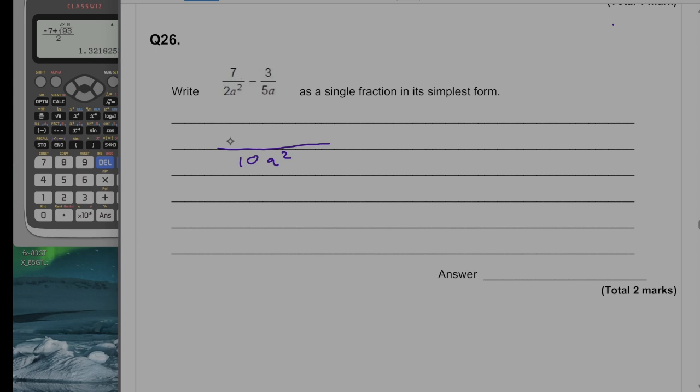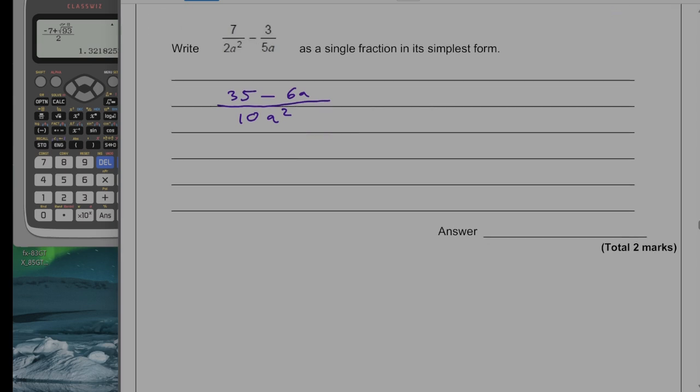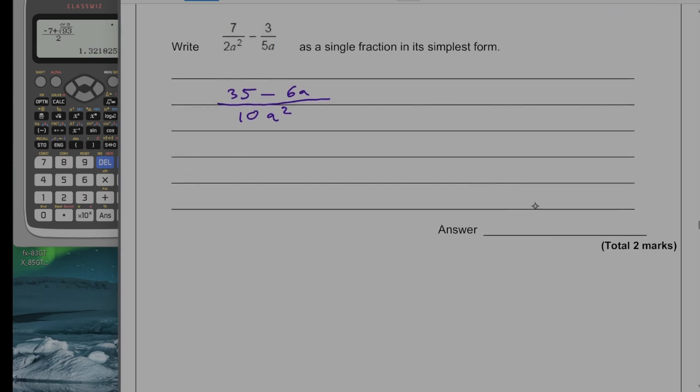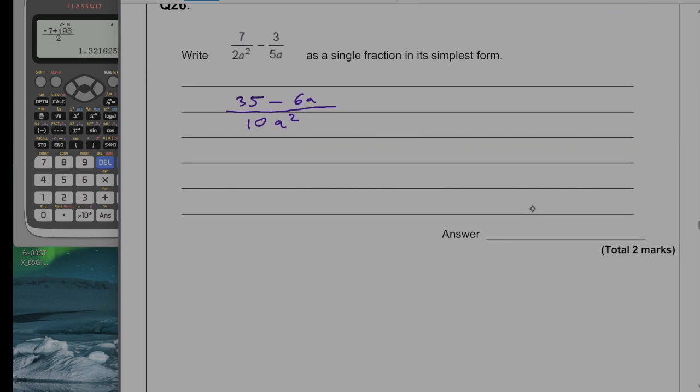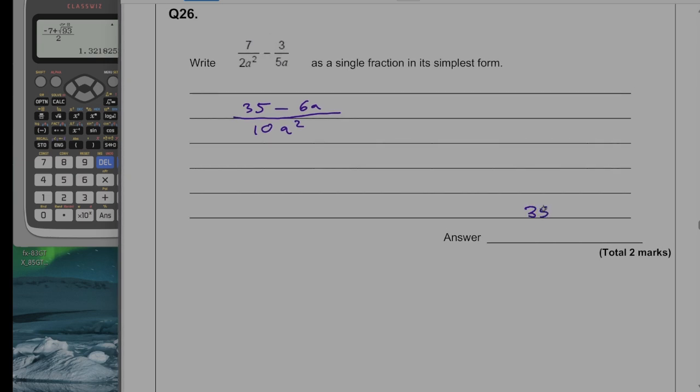so that would give me 35, and I need to times this numerator by 2a, so that would become 6a. So there we go. So we've got 35 minus 6a all over 10a squared.